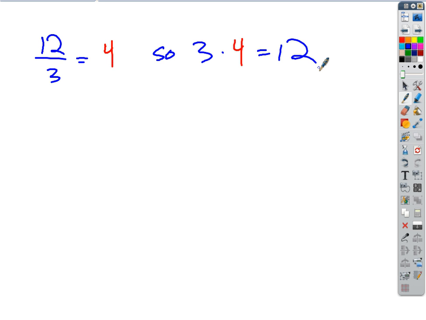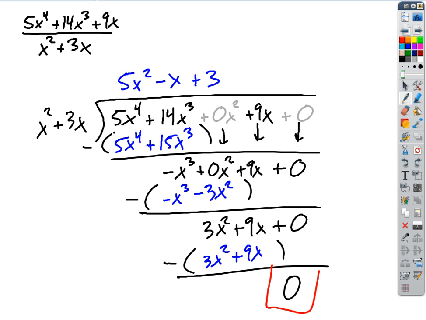So there's two important things we could say about that. Two of the things that we've said in the past many times is that 3 divides evenly into 12, but also that 3 is a factor of 12, because it divides evenly in there, right? Okay. So going back to the previous page then, because there's no remainder, that means my answer up here is just a straight 5x squared minus x plus 3 with no remainder, right?